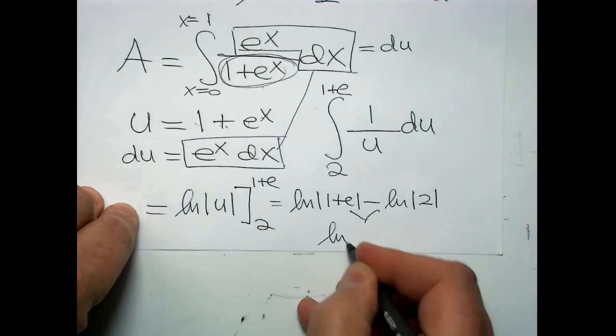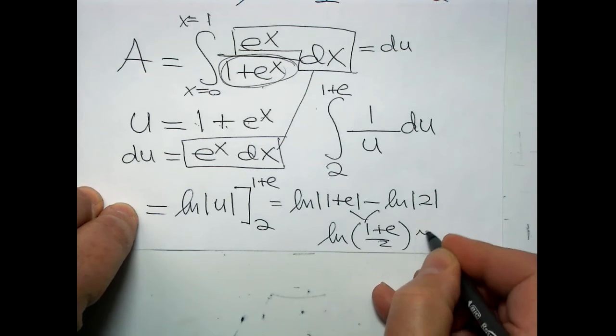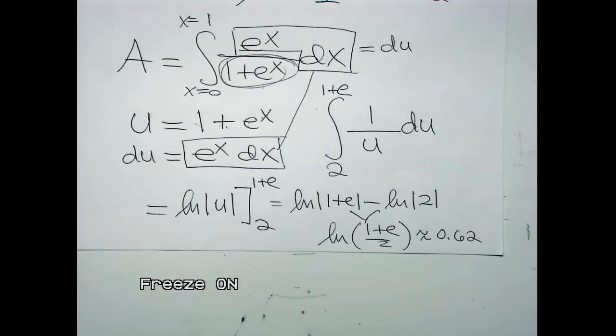In fact, we can combine these together into one fraction. And I think we've seen this answer before, 0.62. So that's how you would do such a problem with u-substitution. A great way to do that problem.